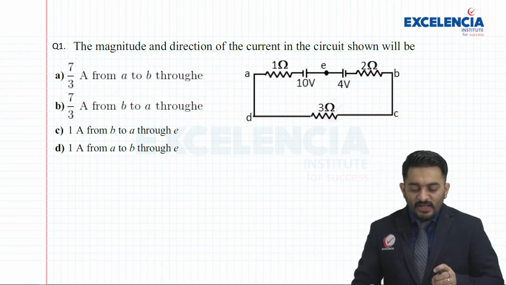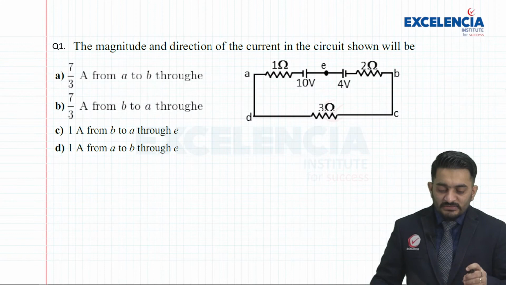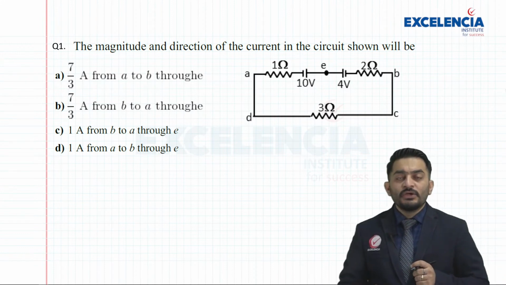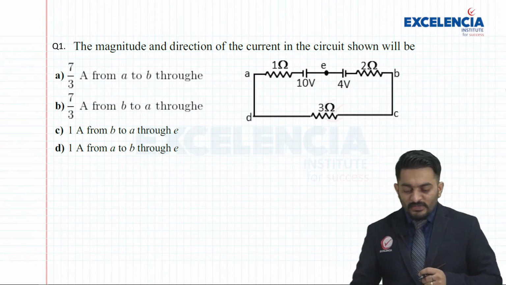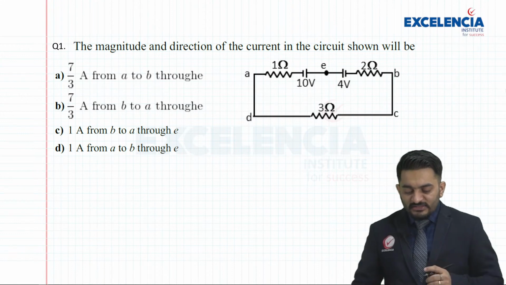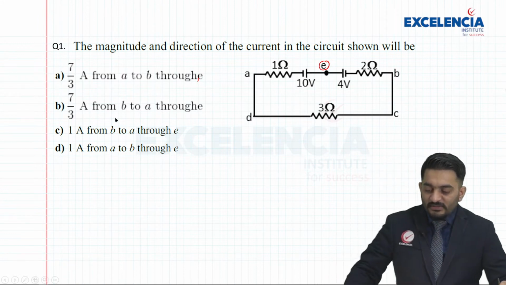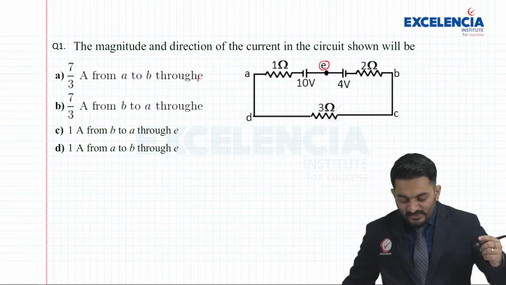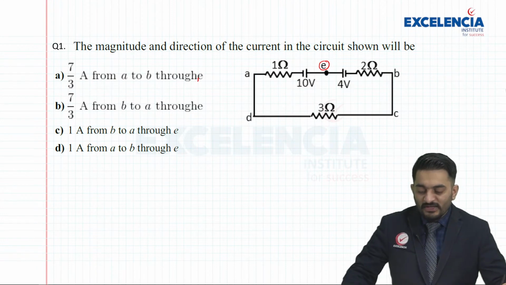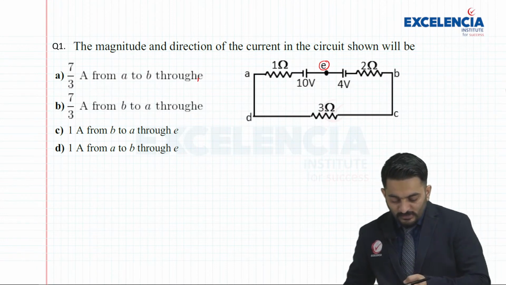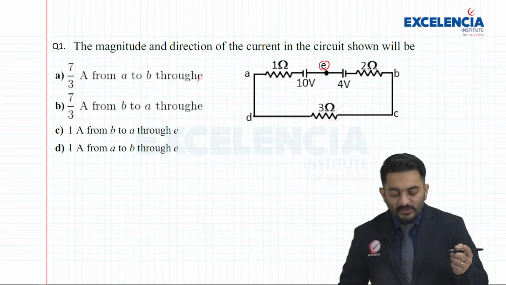My first question says, the magnitude and direction of the current in the circuit shown will be. You have four options given to you, 7/3, and the current direction is given A to B through point E, which you can see over here. Similarly, the second option where the current direction is B to A, and then C and D with option 1A, and the direction is B to A and A to B.